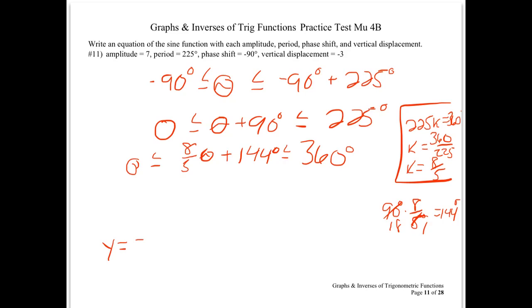Answer, y equals plus or minus your amplitude times sine of our angle plus or minus your vertical displacement. Our vertical displacement's a -3, so we say -3. This angle we got from the center of this compound inequality.